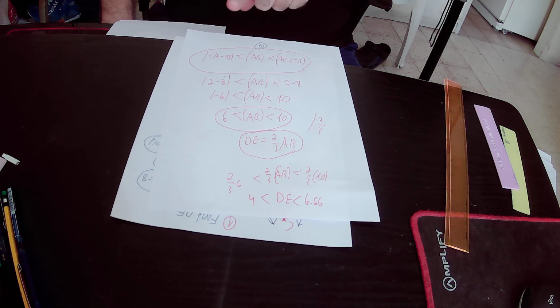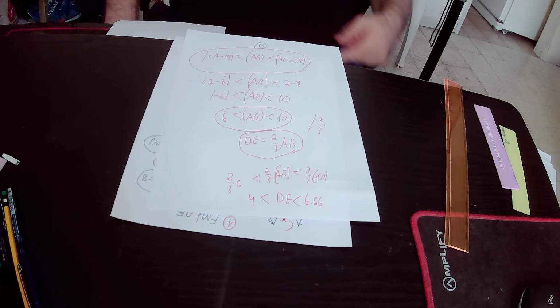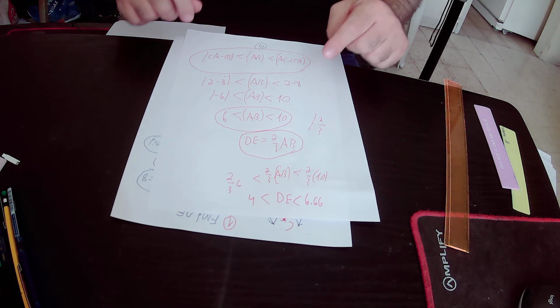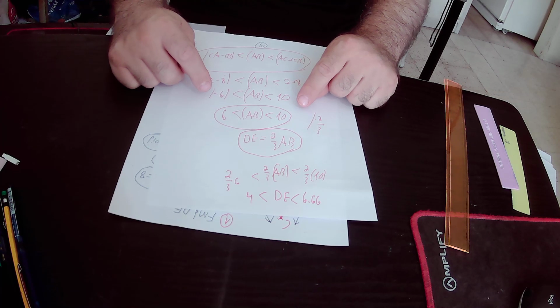We know that CA equals 2 units, CB equals 8 units. So AC plus CB is 2 plus 8, that is 10. And CA minus CB is 2 minus 8, that is minus 6. The absolute value of minus 6 is 6, because the absolute value of any number is the distance of the number from 0. The distance of minus 6 from 0 is 6 units. So in total we got that AB is smaller than 10 and it is greater than 6.